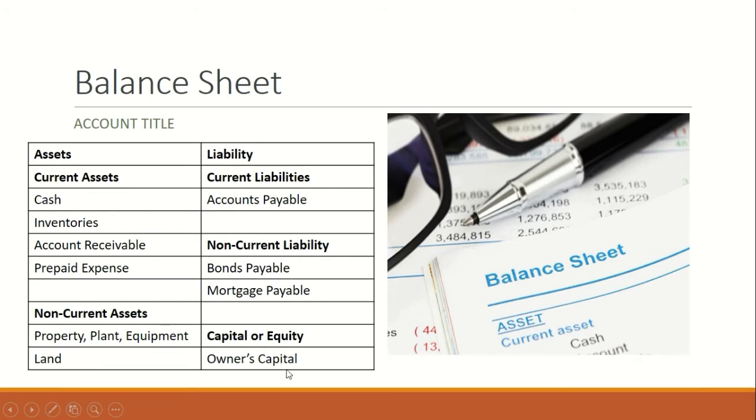So in Tagalog, puhunan mismo ng business. Uulitin ko, assets ito yung mga pagmamay-ari ng business or ng individual. Liability, ito yung mga utang or mga kailangang bayaran ni business or individual. And also the capital or equity, which is the puhunan.